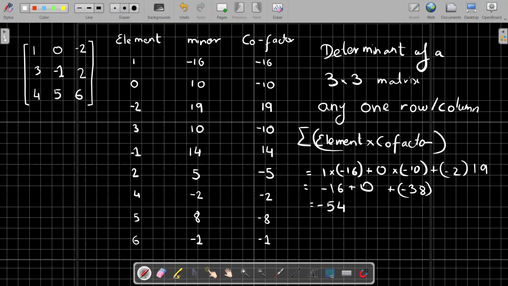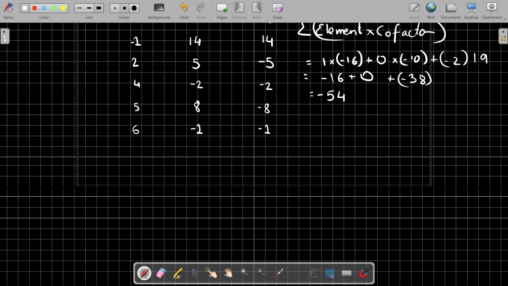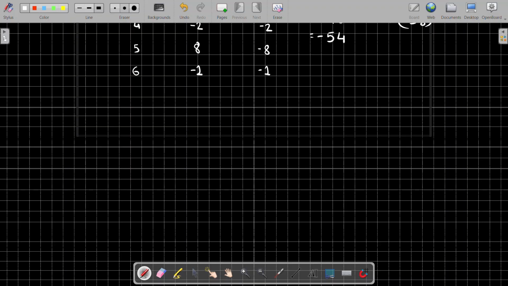Now here's the fun bit. We did this with only our first row elements, but if you expand it along any row or any column and use the corresponding cofactors, you will still get the same answer. So let's see the results which I've already calculated beforehand so that I don't have to calculate it again.